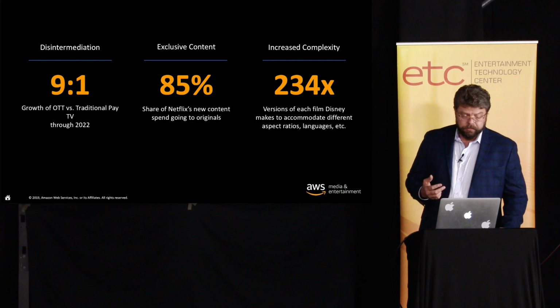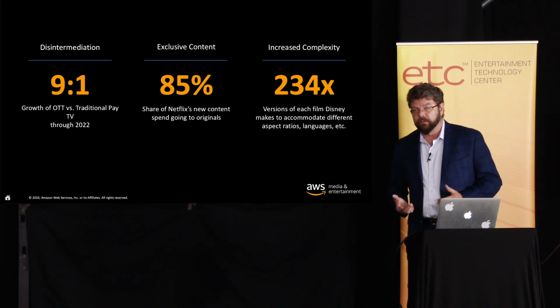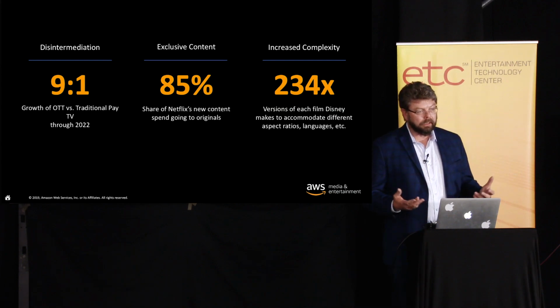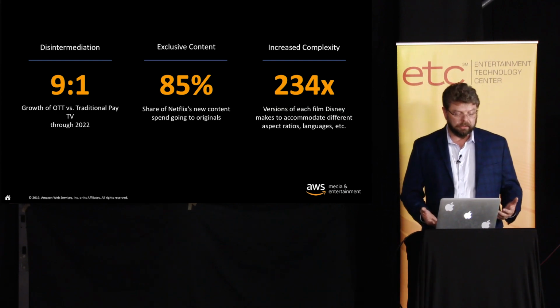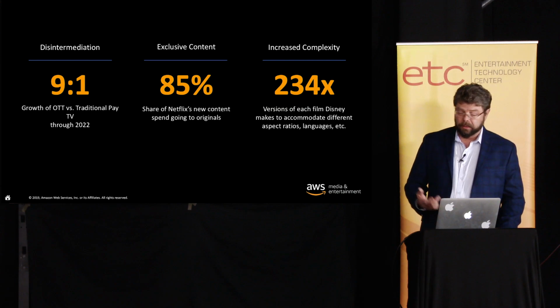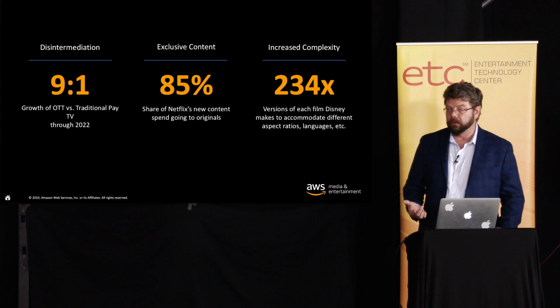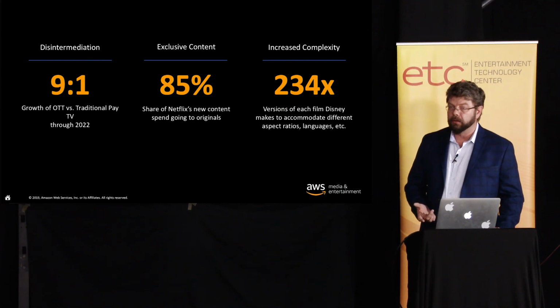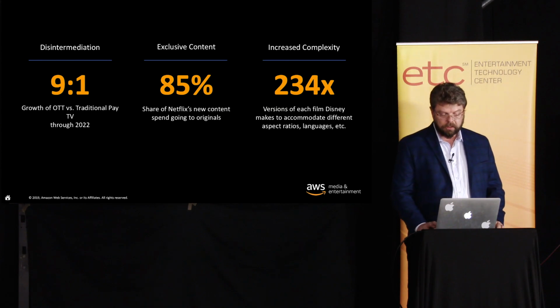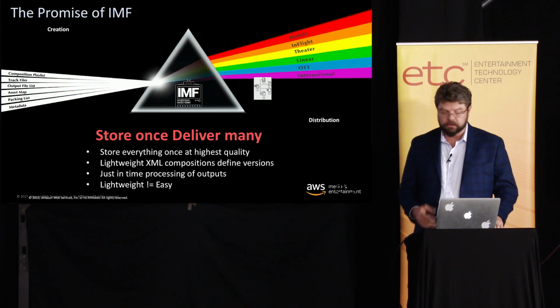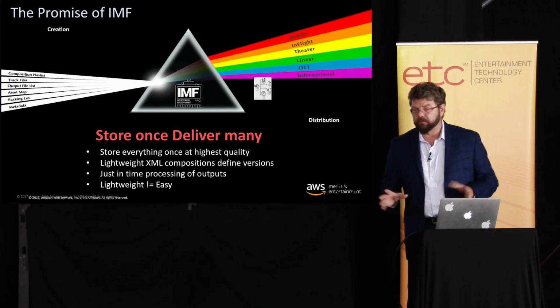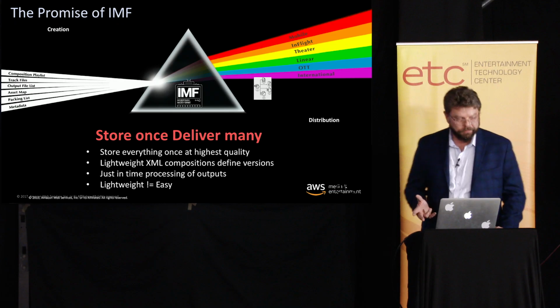So, the people in this room are all familiar with the demand for great content globally in the format that people want to consume it, and that is constantly changing. And I think the key figure here is now people are expected to create well over 200, if not more, versions of every piece of quality content that comes out. And of course, a large component of that is always the same, which is why we have the promise of IMF.